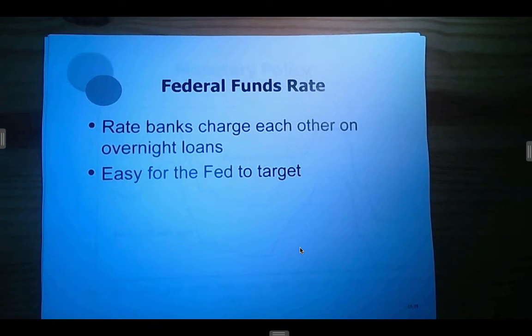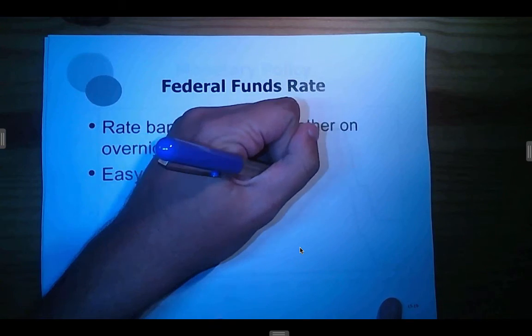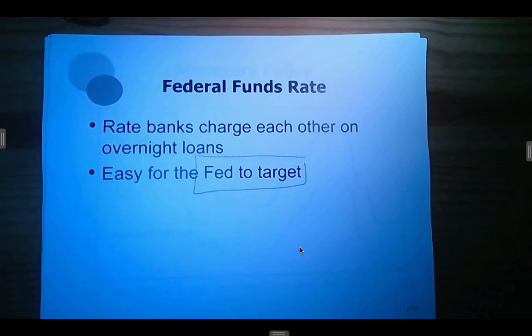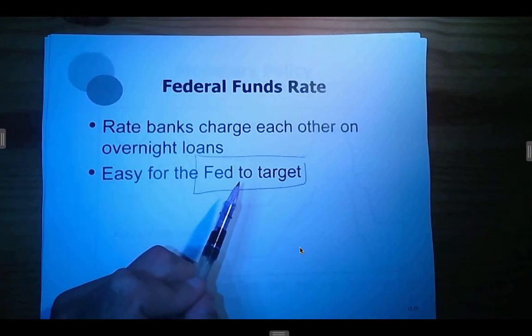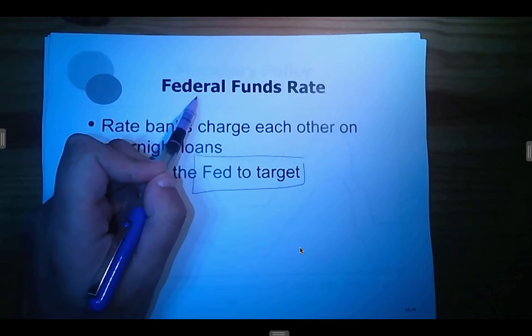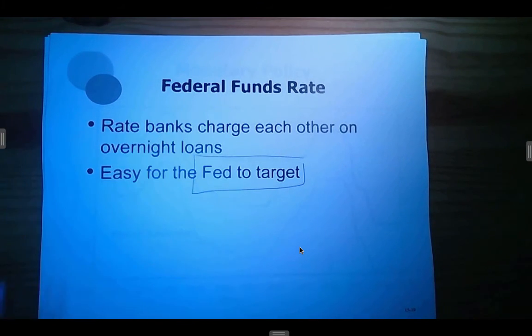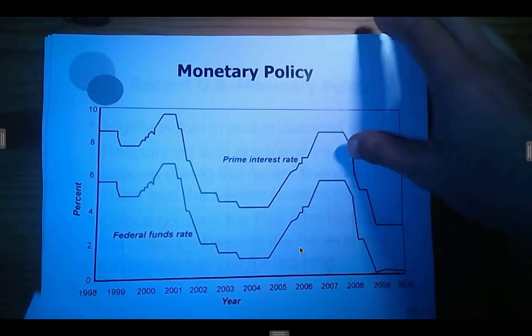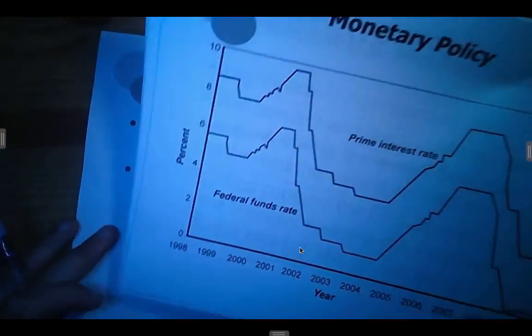So what does the Federal Reserve then do? Like, how do we know what they're doing? Well, what they do is the Fed doesn't determine an interest rate. Rather, what they do is they target what they'd like the federal funds rate to be. So the way that you see this is right here.